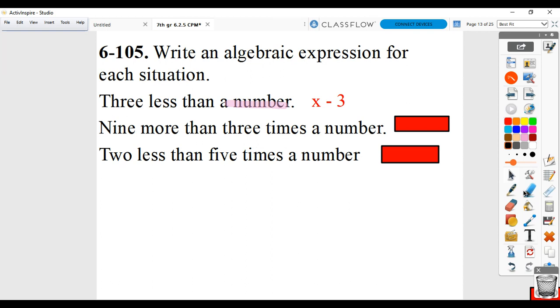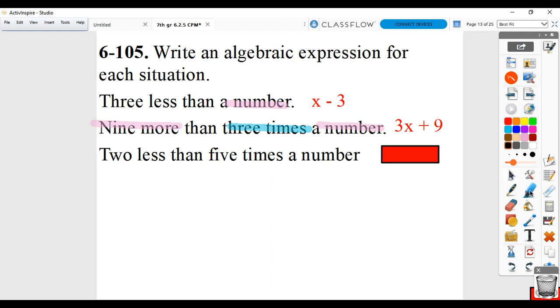9 more than 3 times a number. Again, a number would be your x. Then you want to take 3 times that, so 3x. And then you want to take 9 and add to it, because more than means greater than. So 3x plus 9.